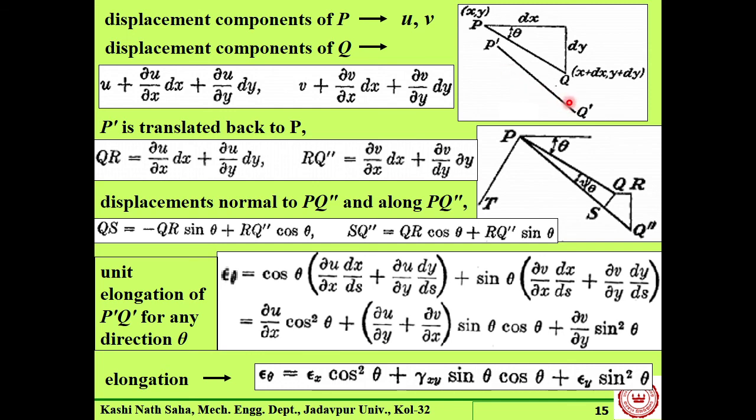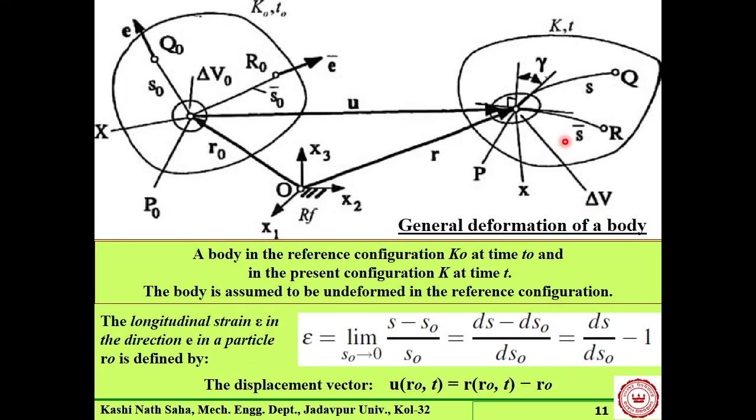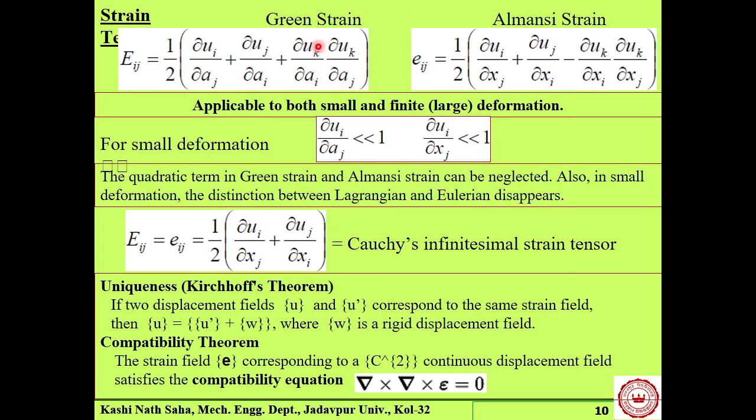And this pq prime is pq plus epsilon into pq. This is the changed length, so this is pq plus epsilon into that pq. So that is the idea we will be using next. Actually this is the idea for finding out the Green strain. If we use that particular concept, what we get is Green strain. Okay, so now we have to keep these components.